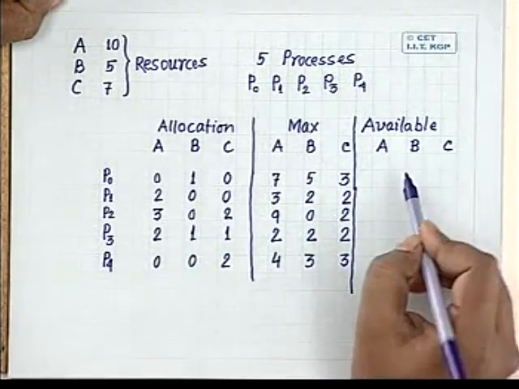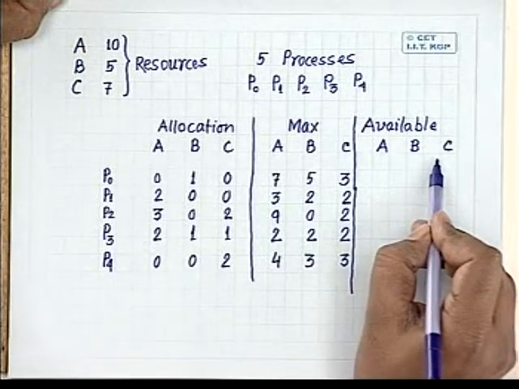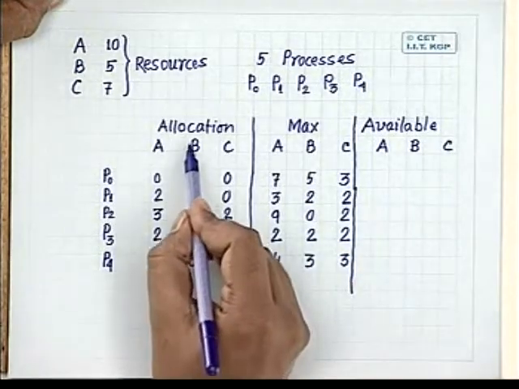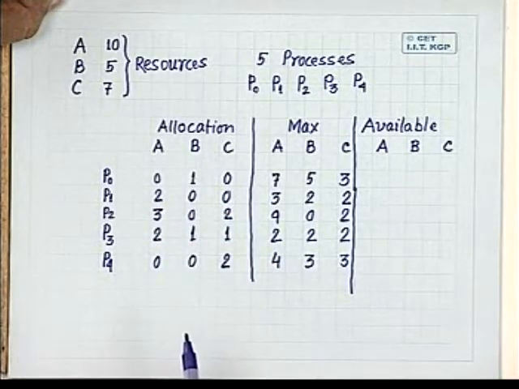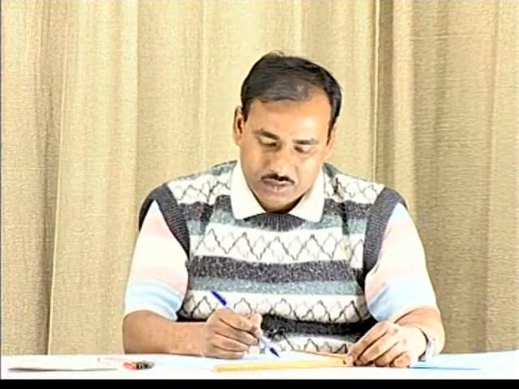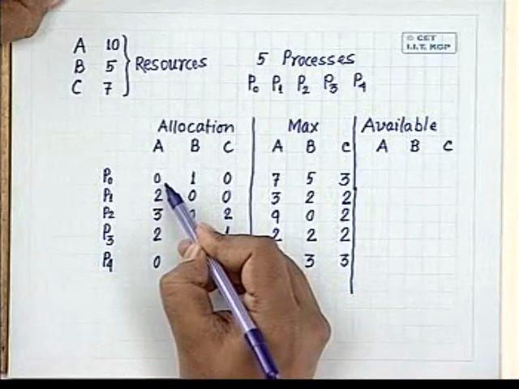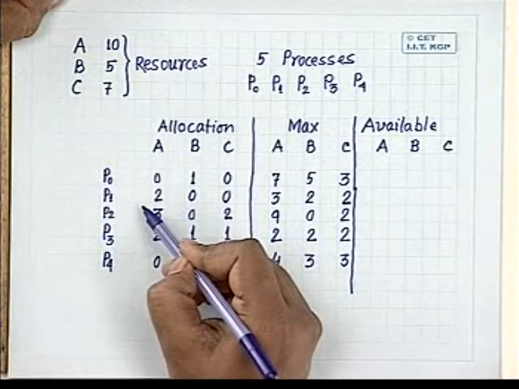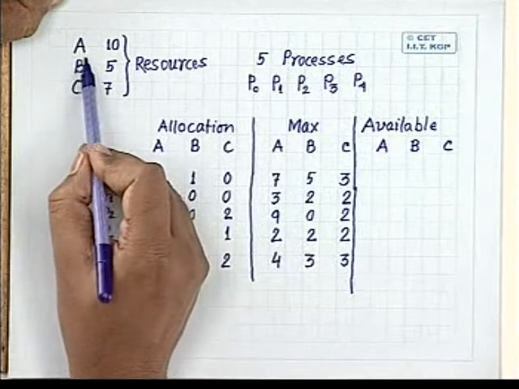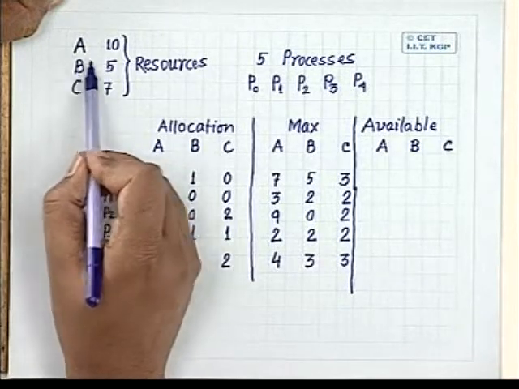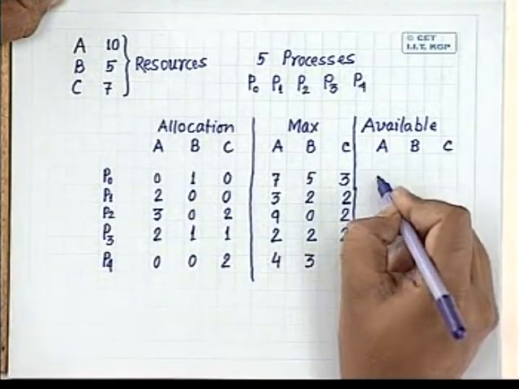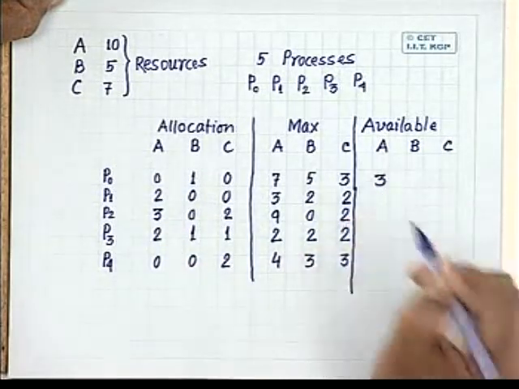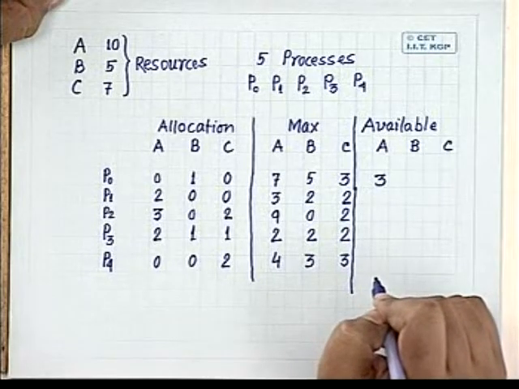To compute the available number of resources, I have to add up all the resources which are allocated to different processes. At this particular instant of time, 7 instances of resource type A are allocated to different processes. The maximum number of resources of type A is 10. Out of 10, we have already allocated 7. So we will have 3 instances of resource type A available.